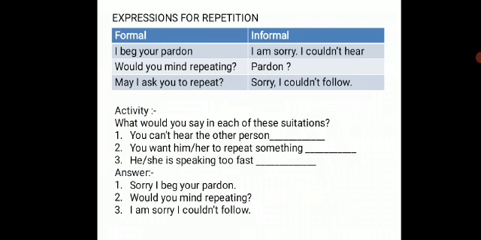Once again, I'll repeat: if we are showing gratitude, you have to say thank you. If you are complimenting somebody, you have to compliment them. If you are introducing somebody, your first sentence will be good morning, and then may I introduce, and last is goodbye. And if you are requesting for repetition, you have to say, I beg your pardon, I'm sorry I couldn't hear.